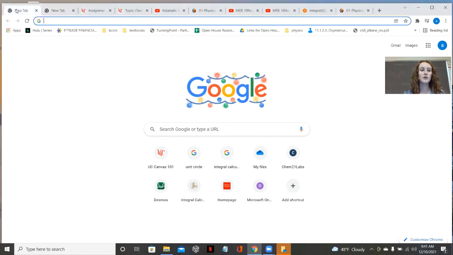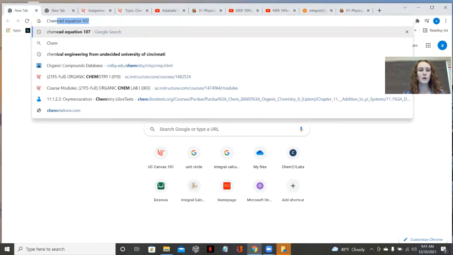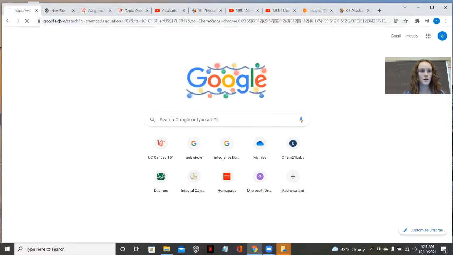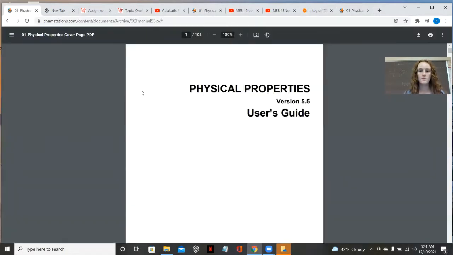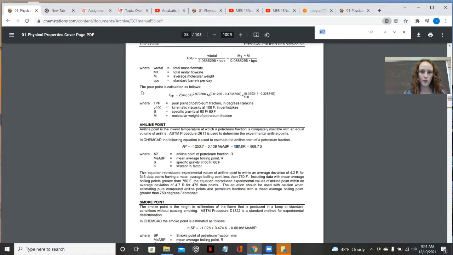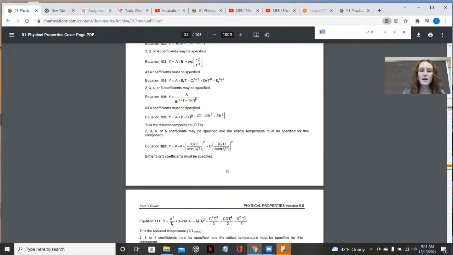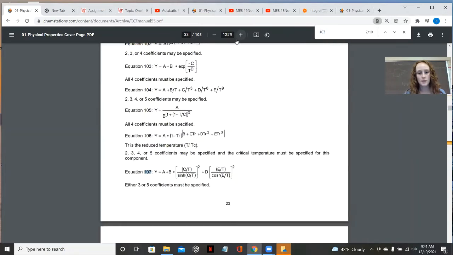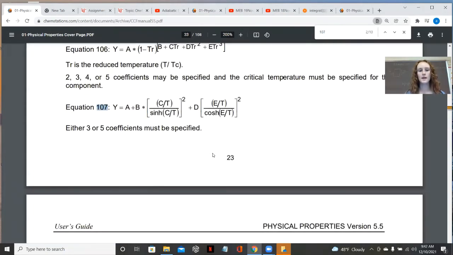Okay, so now we're going to look up the equation on ChemCAD, equation 107, which is equivalent to the specific heat capacity that we had on the board. To search through this, I'm going to do Control F, and I already have 107 in there. That brings us to equation 107, which you can see here. It's y equals A plus B times (C divided by T over the hyperbolic sine of C divided by T) squared, plus D times the same thing, except the C's are replaced with E's and the sine is replaced with cosine.